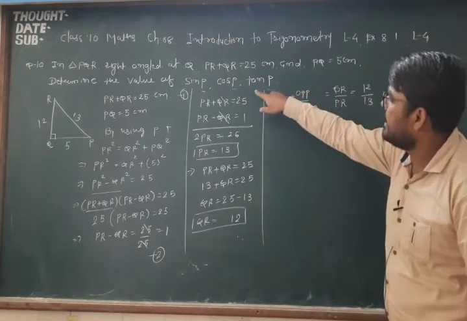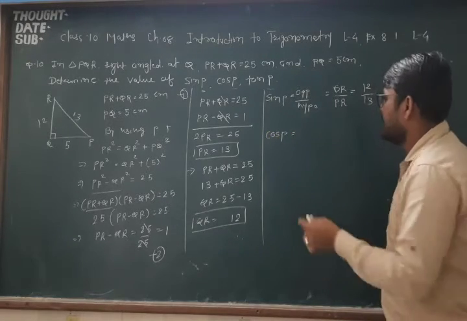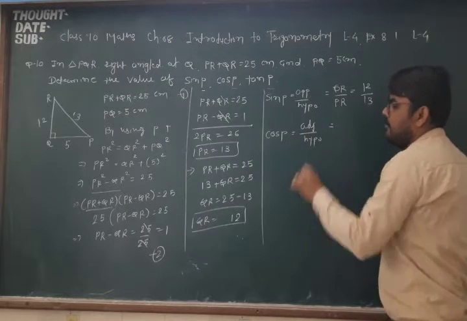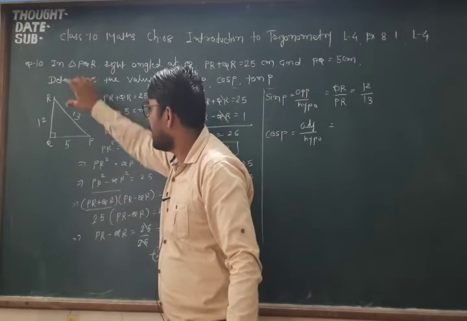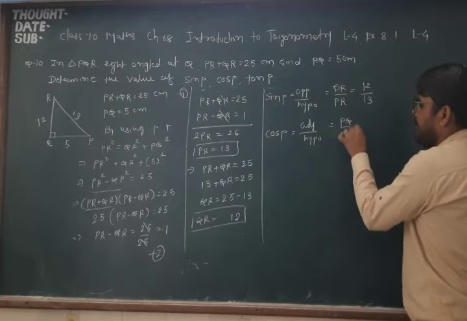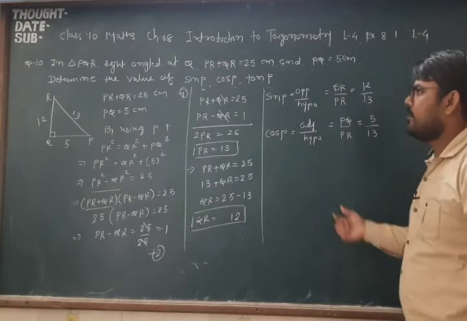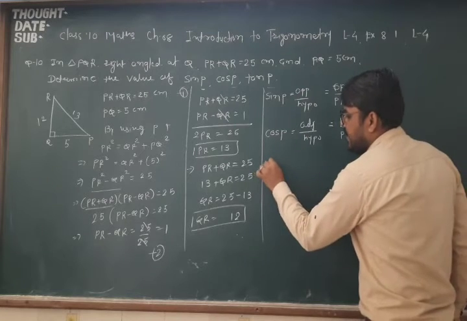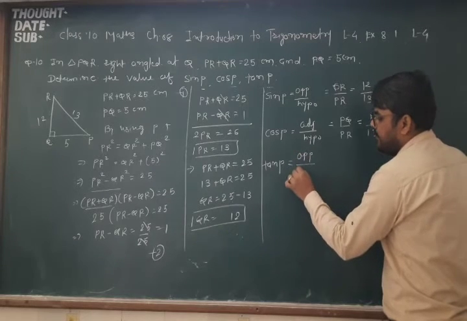Now still I need to find cos P. What is cos? Adjacent by hypotenuse, right? For P, what is adjacent? PQ, hypotenuse, PR. PQ by PR. And what is PQ? That is 5. And what is PR? That is 13. So I got cos P this way. Now still I need to find tan P. So write down tan P equal to opposite by adjacent.